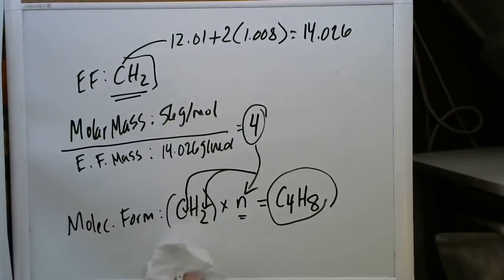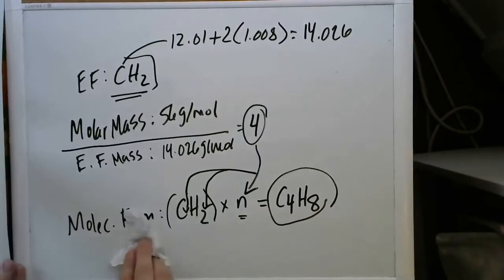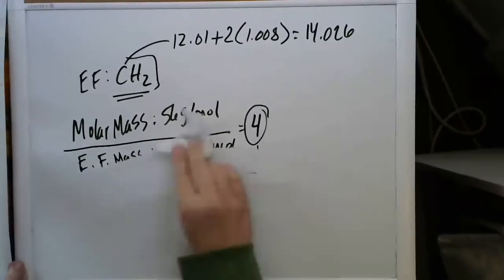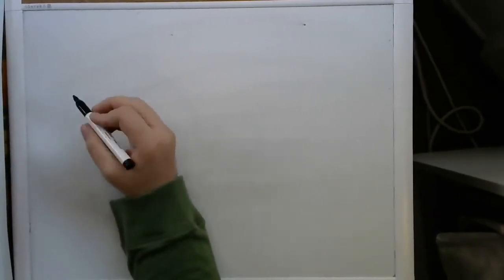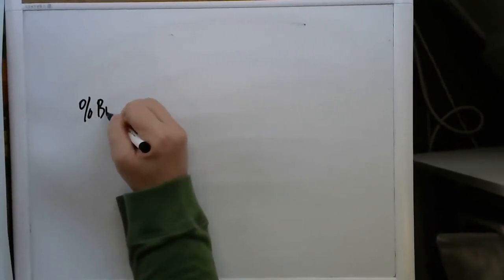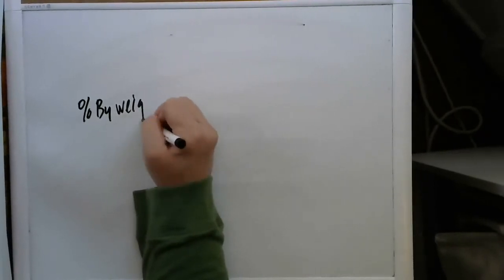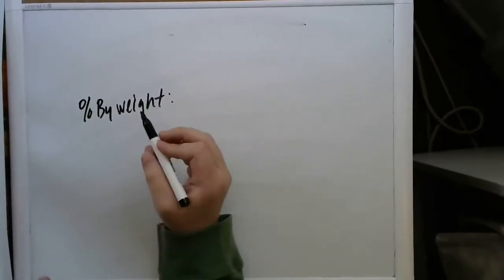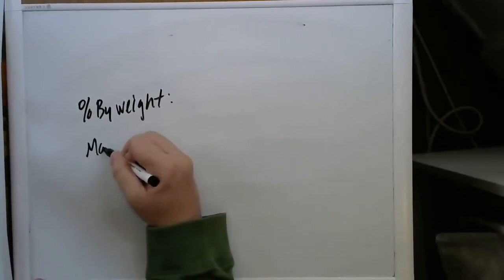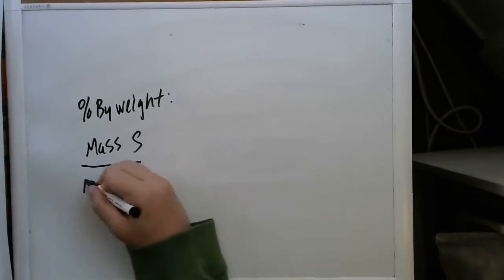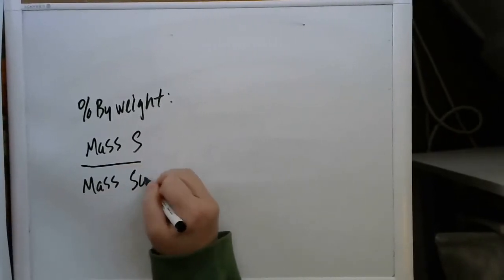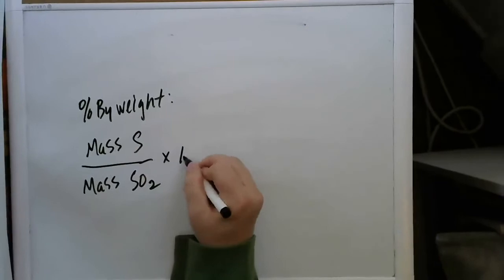Number 52, what is the percent by weight of sulfur in SO2? Some very straightforward problem again. But it's good to review those. So the percent by weight or the percent by mass for SO2 is going to be the mass of sulfur divided by the total mass of SO2 times 100.